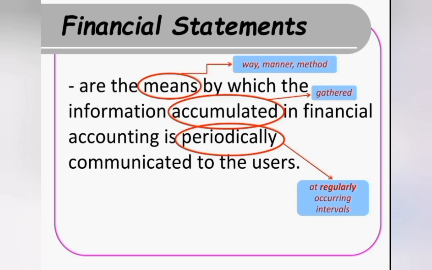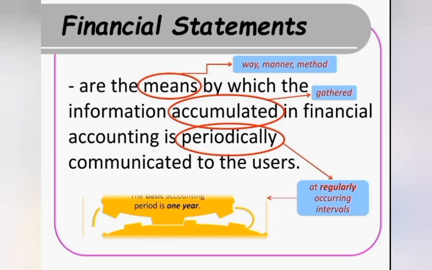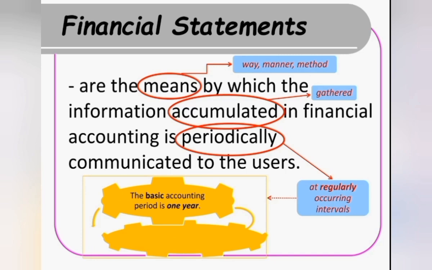In other words, financial statements must be prepared and made available to stakeholders not just whenever the accountant or the company wants, but regularly or periodically. And speaking of periodically, the basic accounting period is 1 year, which essentially means that financial statements must be prepared at least once a year.